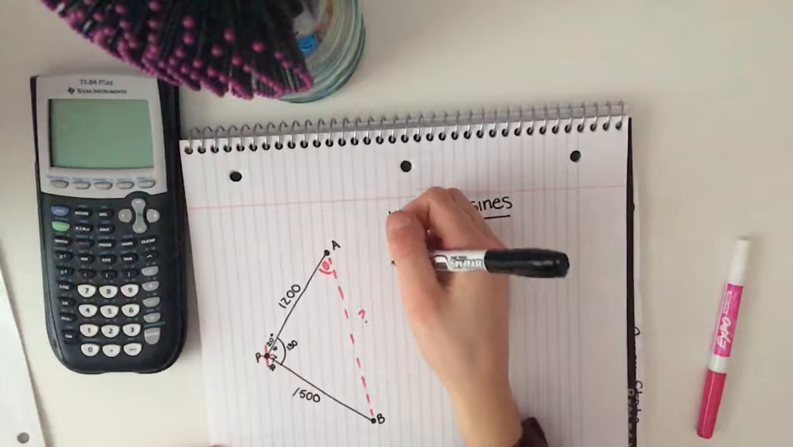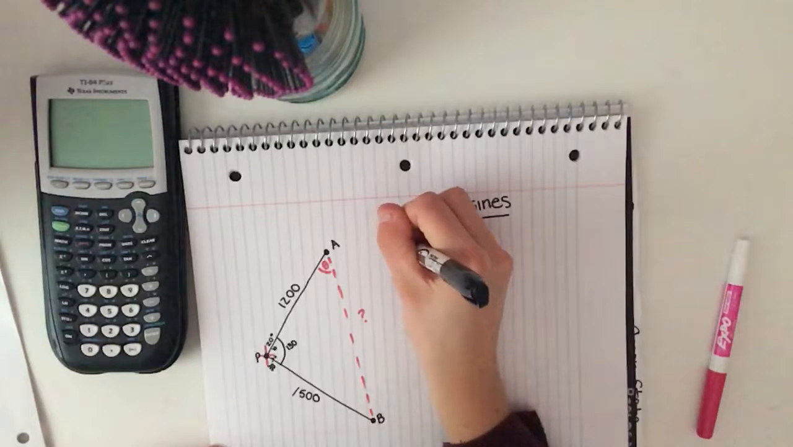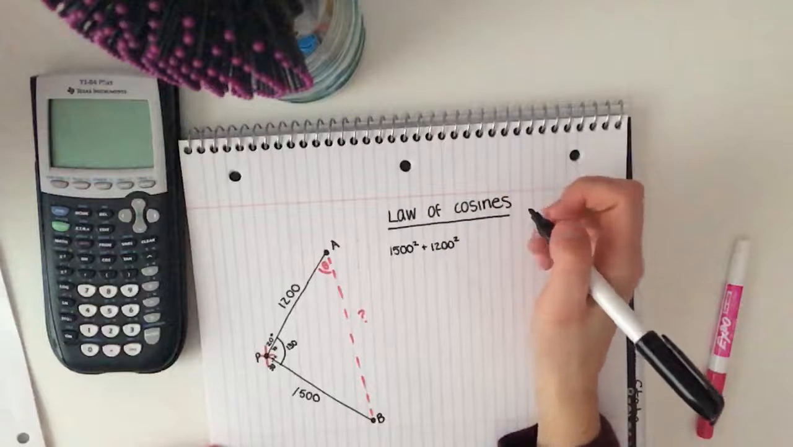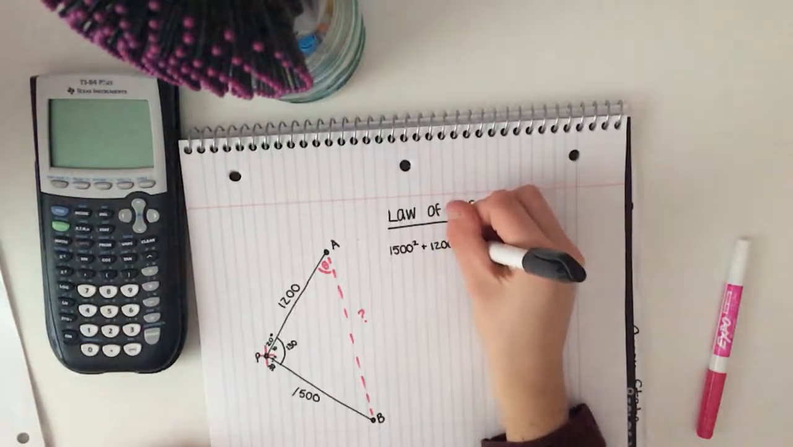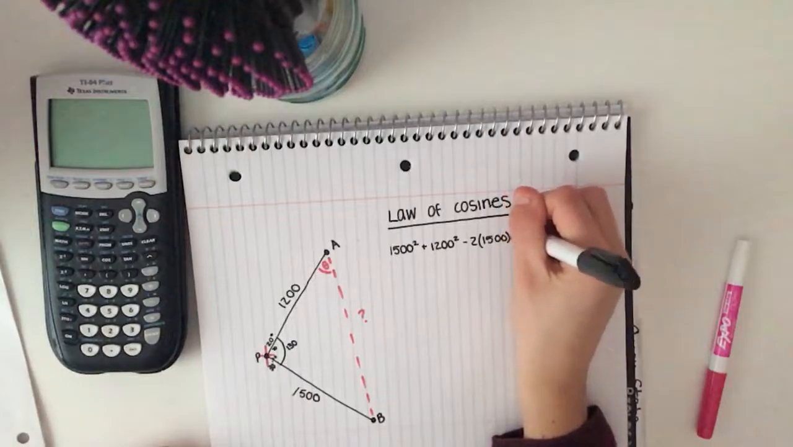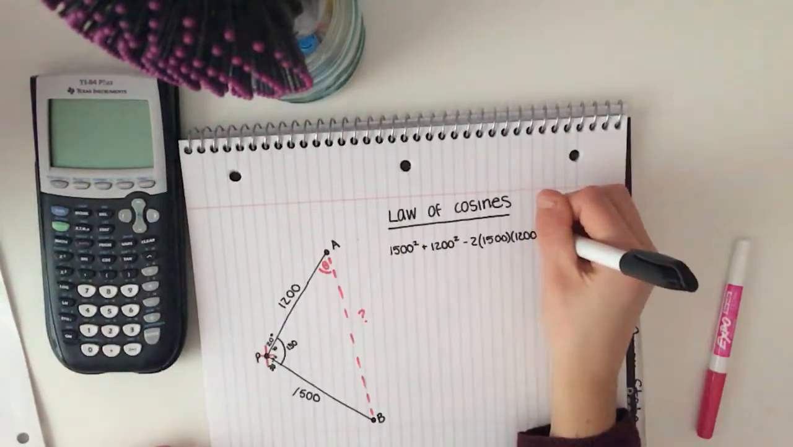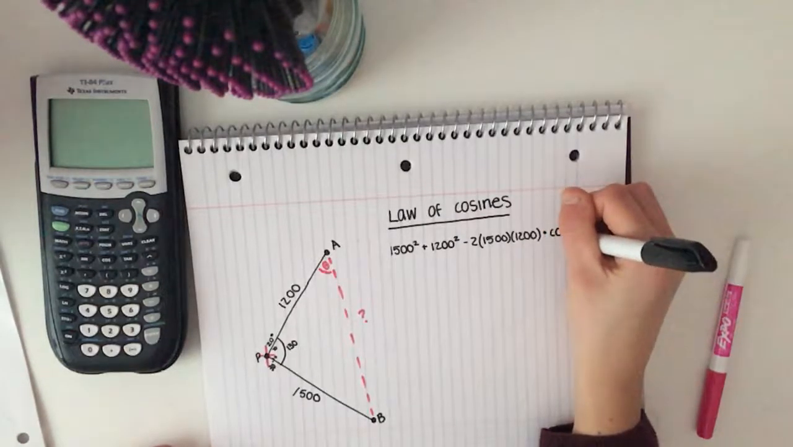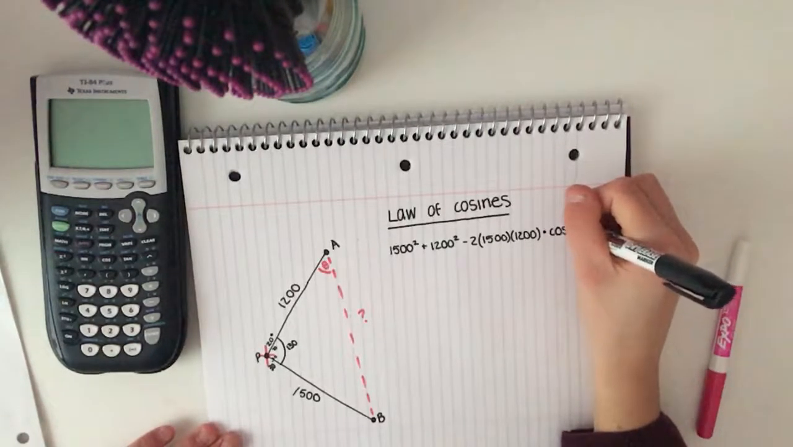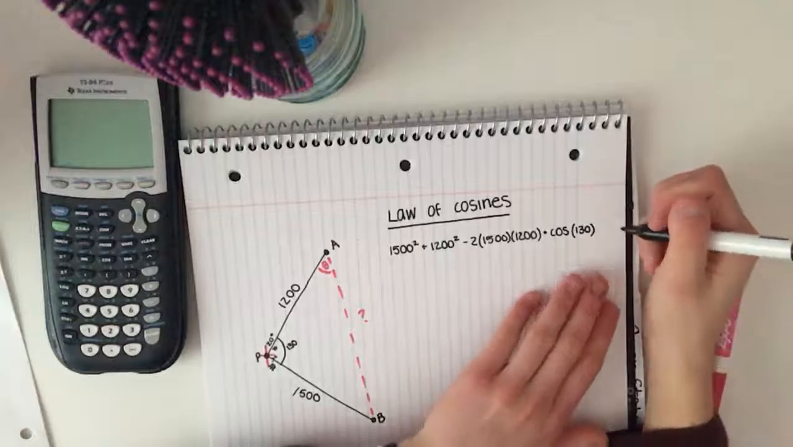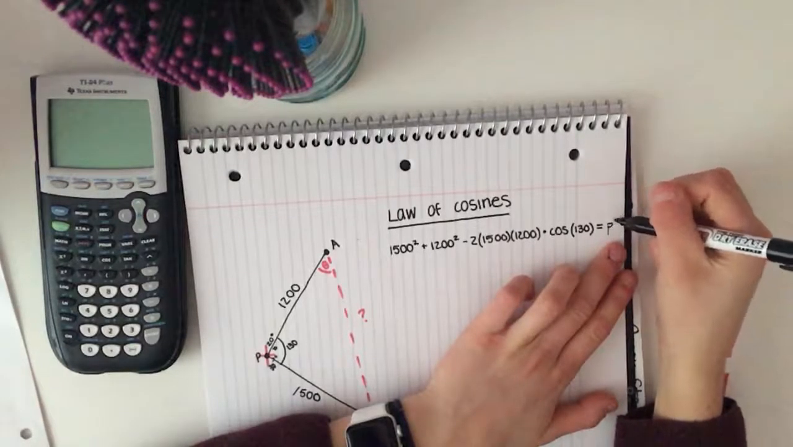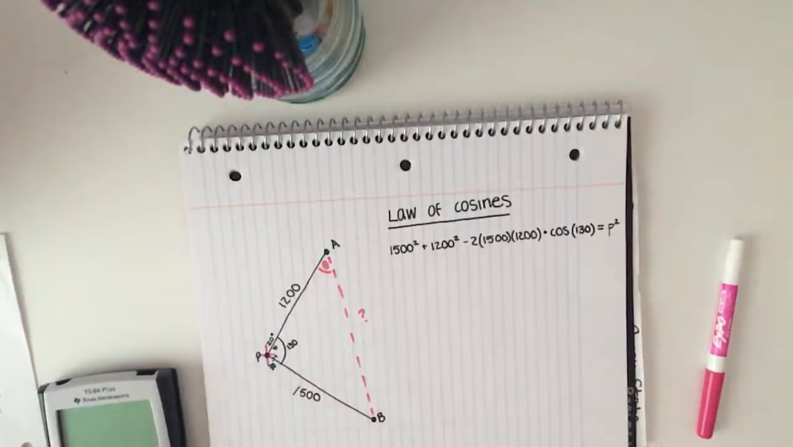So we will do 1,500 squared plus 1,200 squared minus 2 times 1,500 times 1,200 times the cosine of 130. And that is going to equal this side, so p squared if we want to call it that. So then we'll plug it into our calculator.